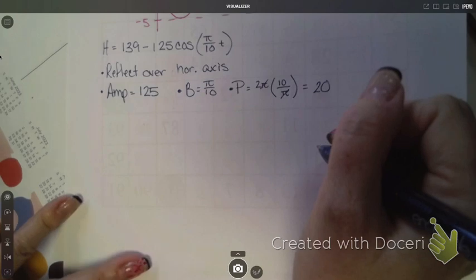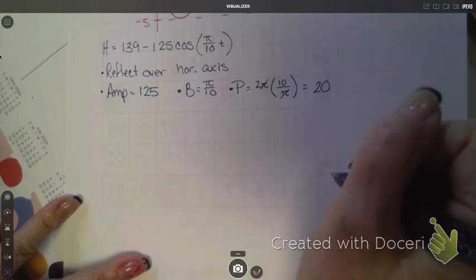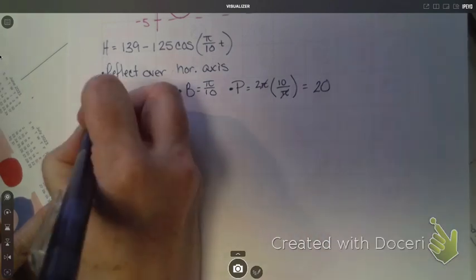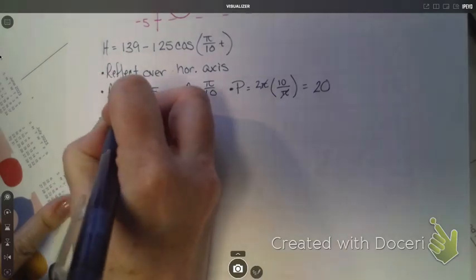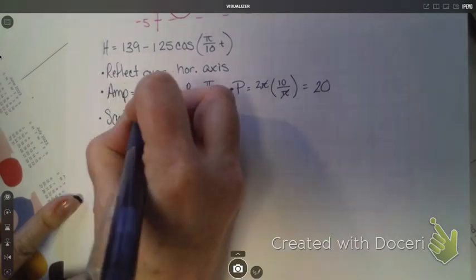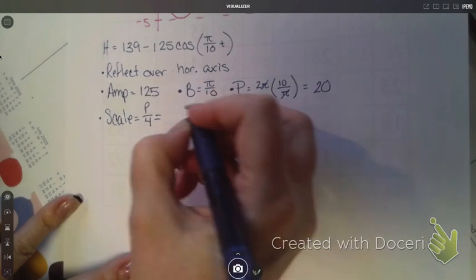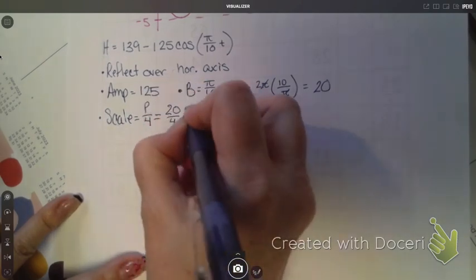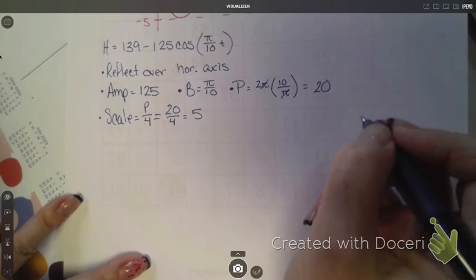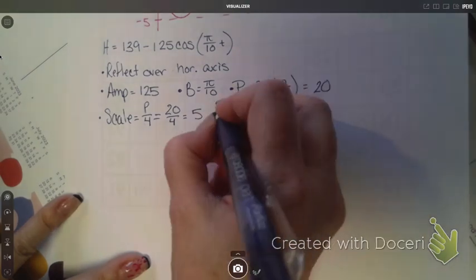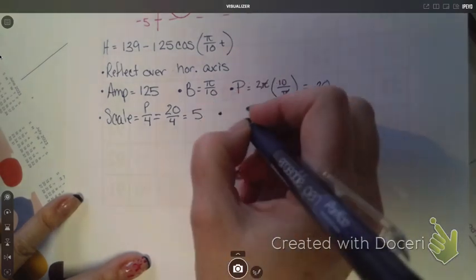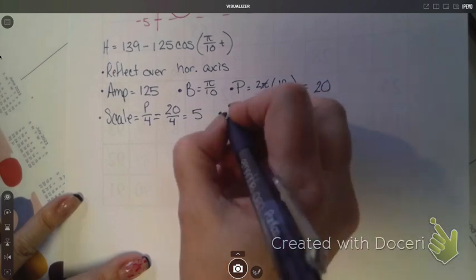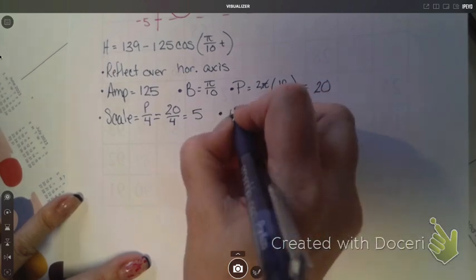Okay, now what? Scale. And that's P over 4. I'm going to write that because we haven't done it much. So 20 divided by 4, so it is 5. And what does my 139 tell me? Up 139.